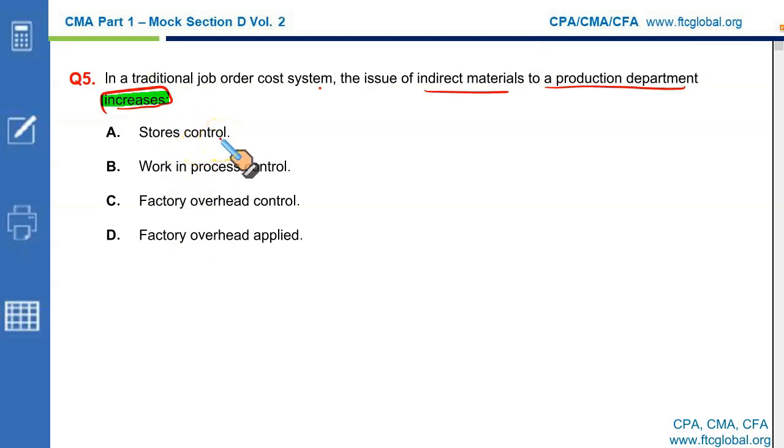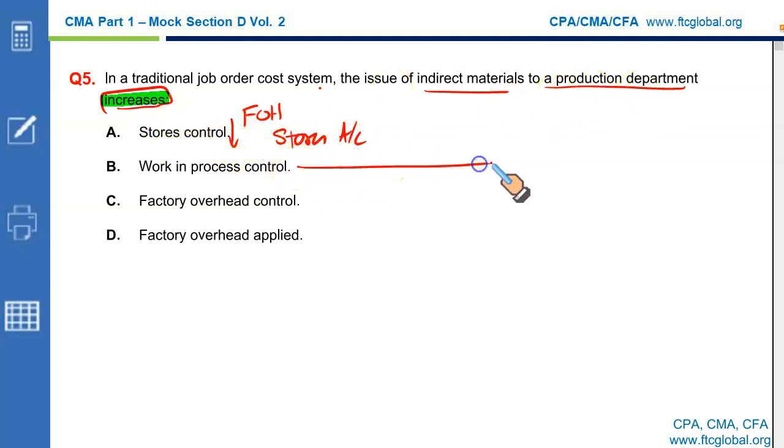When you issue indirect material, you are debiting your FOH control account and you're crediting your stores. So the stores account is being credited, so it is decreasing, not increasing. So the first option is incorrect. There is a stores control account, but it is decreasing. We are looking for the one that is increasing.